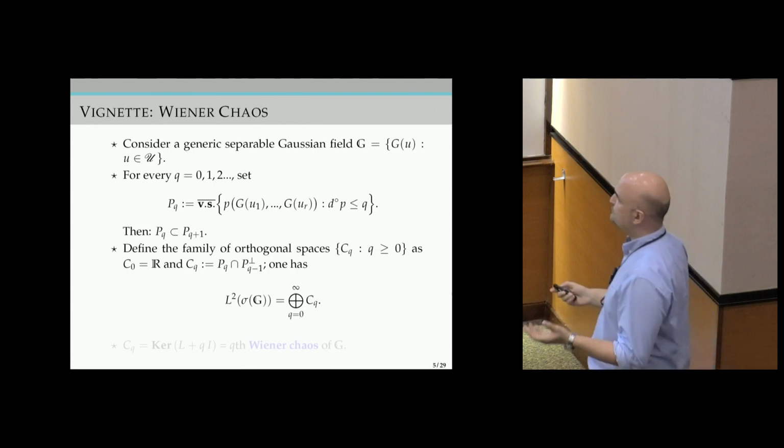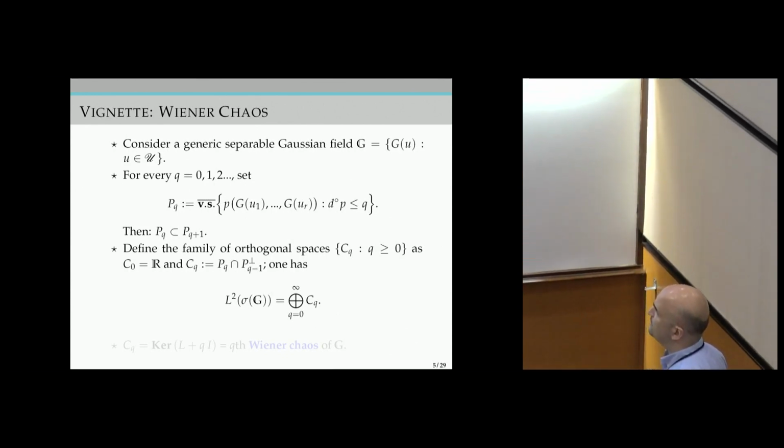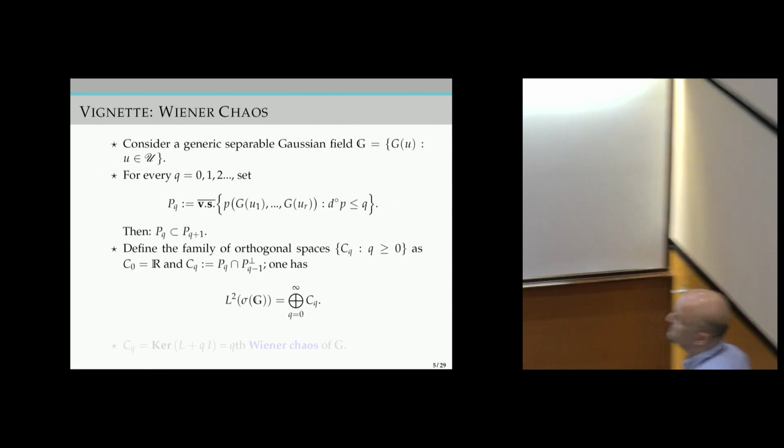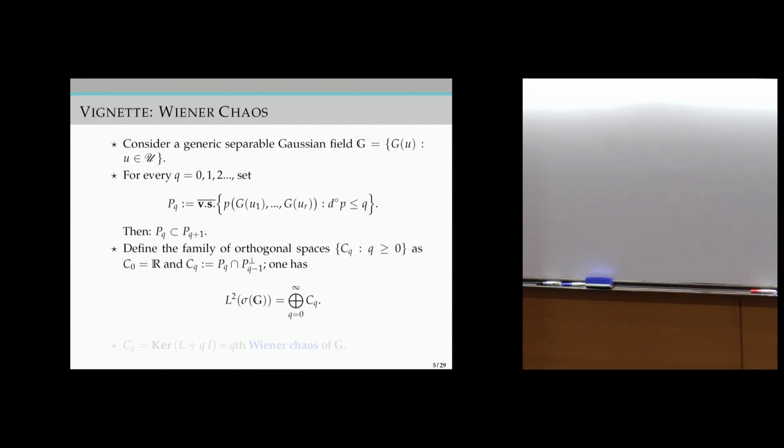So this means that this is an orthogonal sequence of spaces of L2 that decompose the whole space of L2 of square integrable random variables that are measurable with respect to G. Okay, so this is an infinite decomposition, and this means that if you have any random variable which is a function of a Gaussian field, and that is square integrable, then you can represent it as an infinite orthogonal series of projections on this orthogonal space, of elements of chaotic spaces.